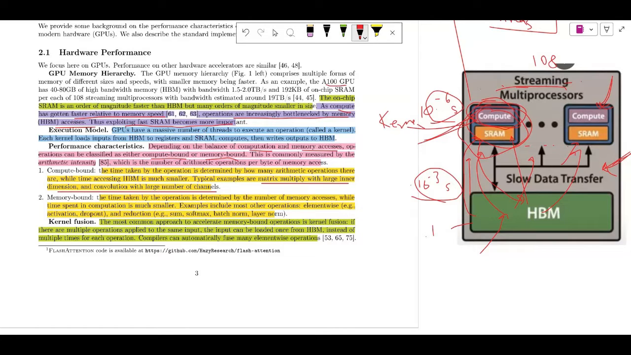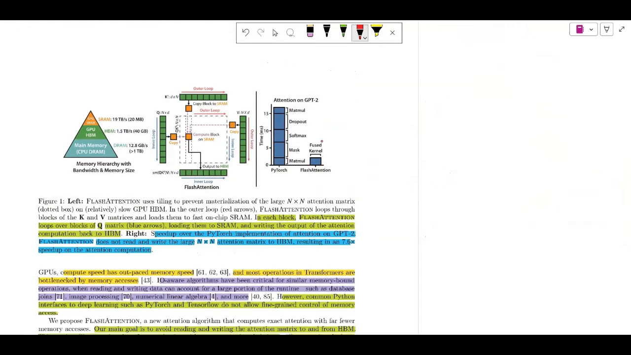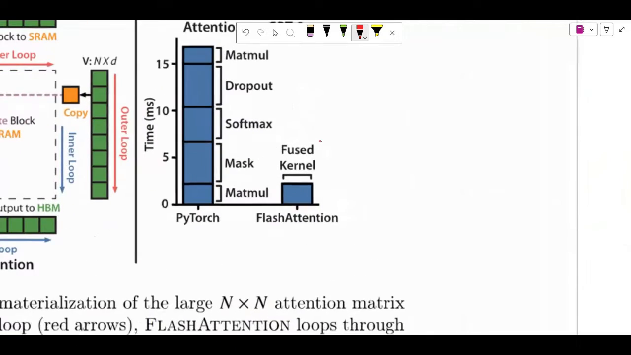I'm not very sure how this happens, but let's for now assume that it is a fact that matrix multiplications are more compute bound. Whereas memory bound is bound by the number of memory accesses, and they say that most of the other operations are memory bound, like element-wise functions such as activation and dropout, or reductions like sum, softmax, batch norm, layer norm. Most of these are memory bound. So most of the things which we actually care about are memory bound.